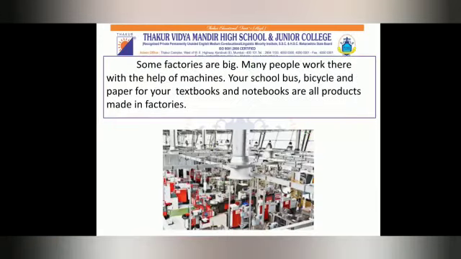Some factories are big. Many people work there with the help of machines. Your school buses, bicycles, and the paper of your textbooks and notebooks are all products made in factories. There are such big factories in your district.